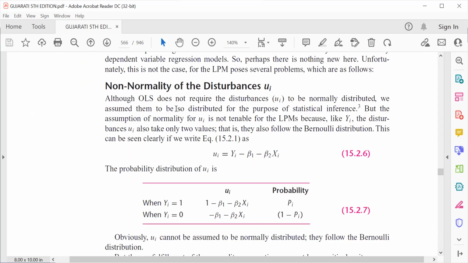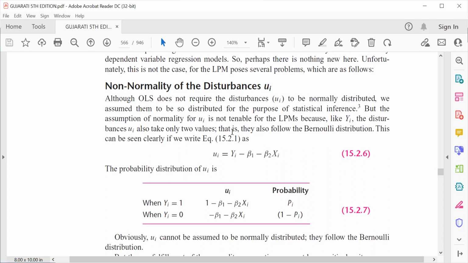Now, although OLS does not require the disturbances to be normally distributed, we assume them to be so distributed for the purpose of statistical inferences. But the assumption of normality for the residuals is not tenable for the linear probability model, because y_i takes only two values, so it follows the Bernoulli distribution.